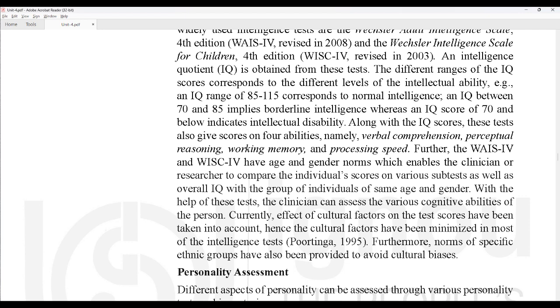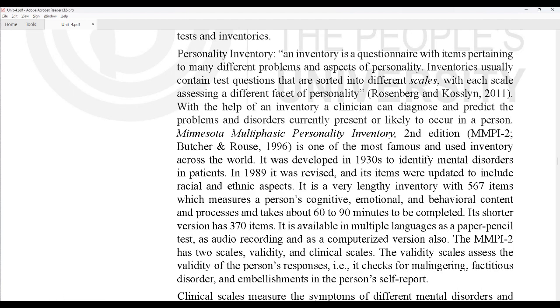Personality assessment. Different aspects of personality can be assessed through various personality tests and inventories. Personality inventory. An inventory is a questionnaire with items pertaining to many different problems and aspects of personality. Inventories usually contain test questions that are sorted into different scales, with each scale assessing a different facet of personality. Rosenberg and Koslin, 2011. With the help of an inventory, a clinician can diagnose and predict the problems and disorders currently present or likely to occur in a person.